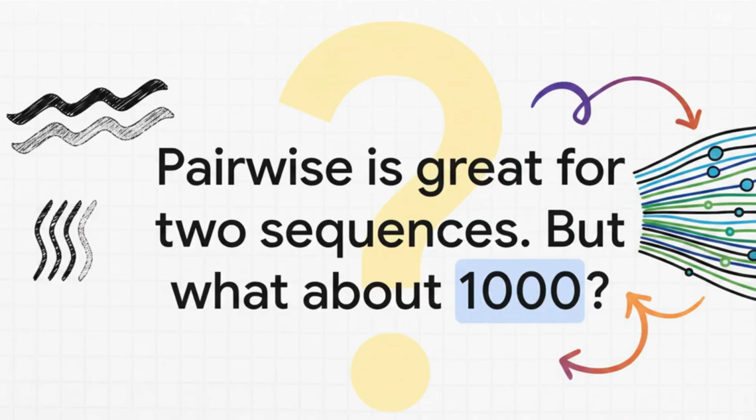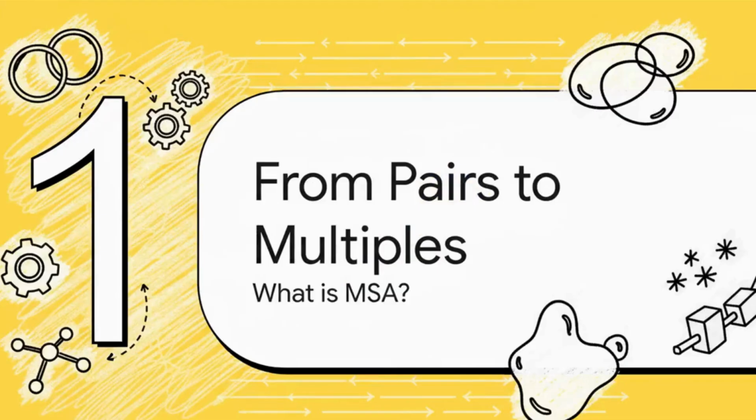You already know that pairwise alignment is perfect when you're comparing just two sequences. But what happens when you're dealing with a whole family of proteins? What if you've got 10, 100, or even 1,000 sequences? How in the world do you find those crucial conserved regions across all of them at once? Well, that is the exact problem that multiple sequence alignment was built to solve. So how do we make that jump from simple pairs to these really complex multiples?